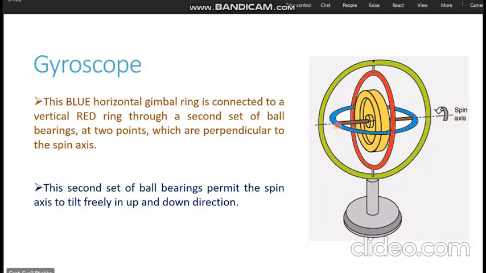So this set of ball bearings connecting the blue and red rings allows the spin axis to move up and down. And this up and down motion is known as the tilting motion. If the spin axis is pointing upwards, we say it is tilted up. And if the spin axis is pointing downwards, we say it is tilted down.